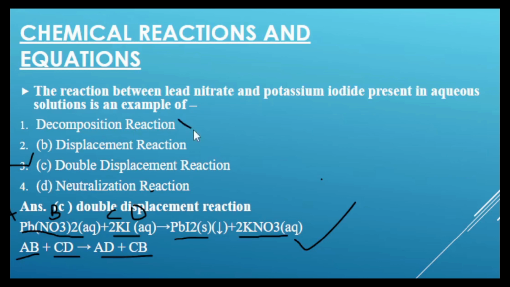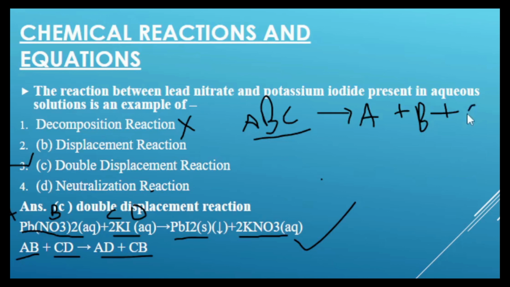So decomposition reaction is a wrong answer. Why? Because in decomposition reaction, what happens? Breakdown happens, right? For example, if it is ABC, okay, now this ABC is a reactant. It is going to break down into multiple products, like for example, A plus B plus C. So this is what is going to happen in decomposition reaction.